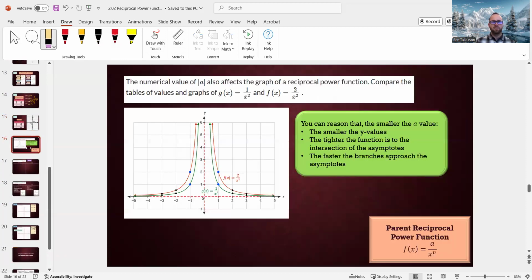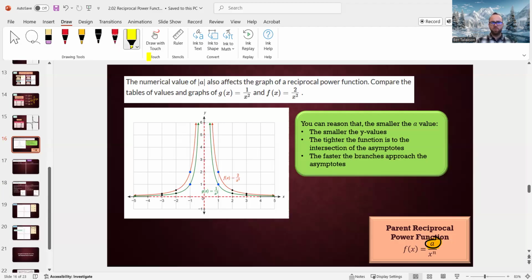But we're not done. So let's talk about the numerator a little bit, which is A in our parent reciprocal power function, right? We see that right there. The numerical value, so whatever number it is of the absolute value, because we're focused on the positive version of it, right? Absolute value is always positive. It affects the graph of the reciprocal power function. It does have an effect. We want to compare now the tables of these graphs to see what is that effect.